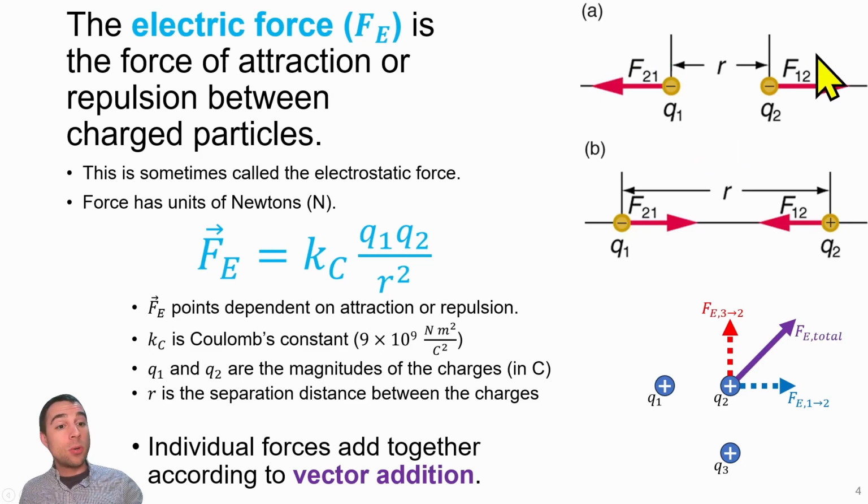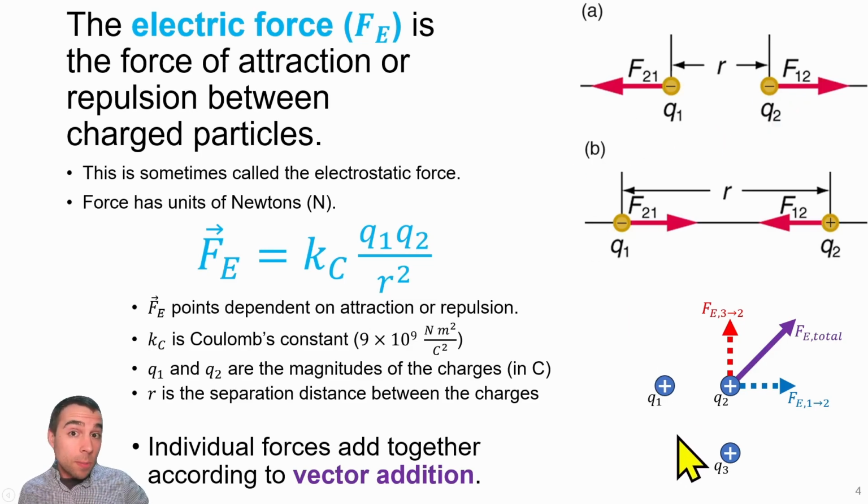So here we have two negatively charged objects, Q1 and Q2, separated by a distance R, and since they're both negative, they will be pushed away from each other. So the force of particle 1 on particle 2 is shown here, pushing it to the right, and the force of particle 2 on particle 1 is shown here, pushing the first particle to the left. Of course, these forces will be equal and opposite, according to Newton's third law.